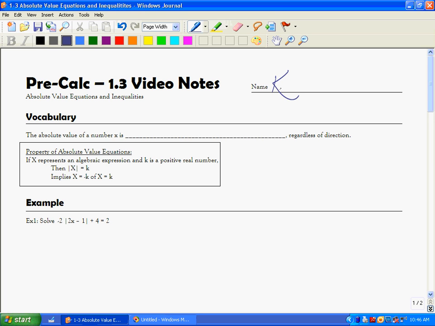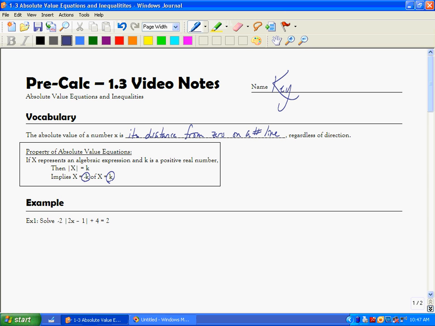All right, guys, here we go. We're going to talk about absolute value equations and inequalities. The absolute value of a number is its distance from 0 on a number line, regardless of the direction. So as you already know, if the absolute value equals k, the number plugged into the absolute value is either negative k or positive k.